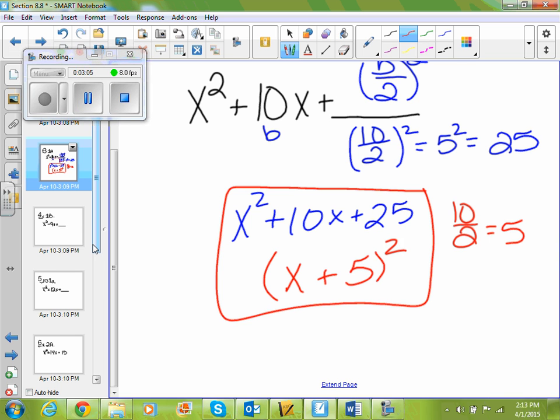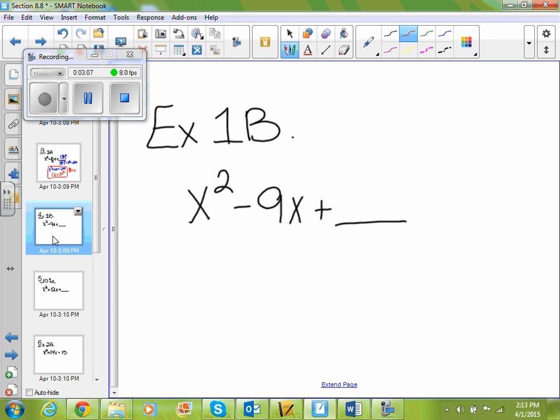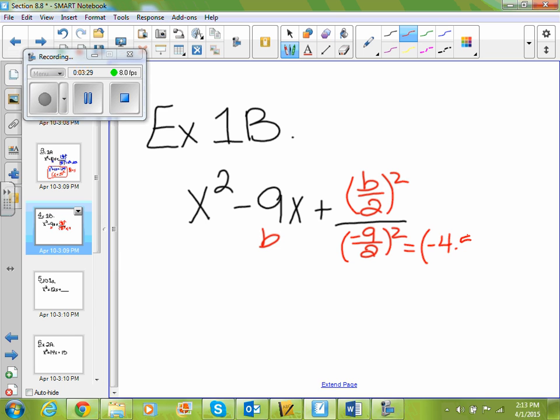Okay, so I look at example 1b, x squared minus 9x plus blank. You find your blank by using (b over 2) squared. So my b is negative 9, so (negative 9 over 2) squared. Okay, well, negative 9 divided by 2 is negative 4.5. What's negative 4.5 squared?